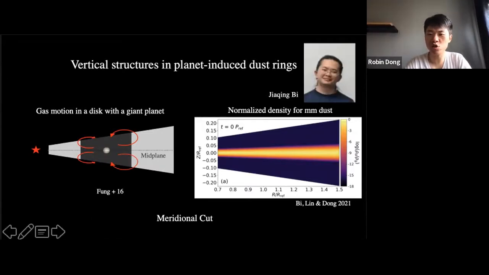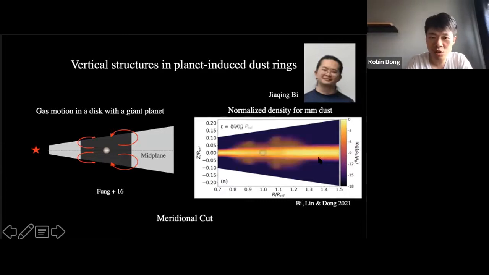The left panel here shows the meridional circulation inside the gap opened by a planet. The planet pushes the gas out along the disk midplane, then the gas rises to the surface outside the gap before it comes back into the gap and falls towards the midplane. The right panel shows the density of millimeter-sized particles in the meridional plane, so radial and vertical direction. If there's no planet and no turbulence, of course, dust will settle to a thin layer at the midplane due to gravity in the vertical direction.